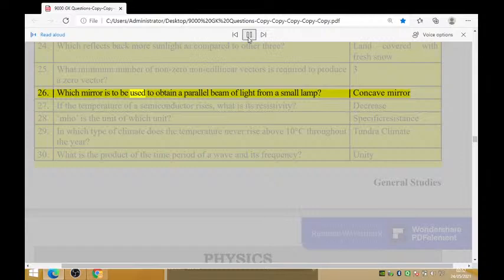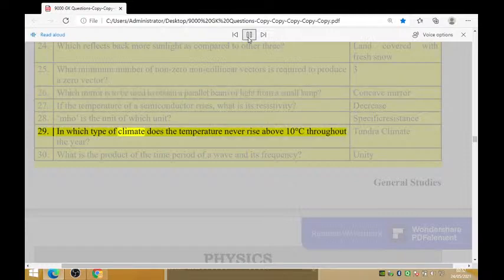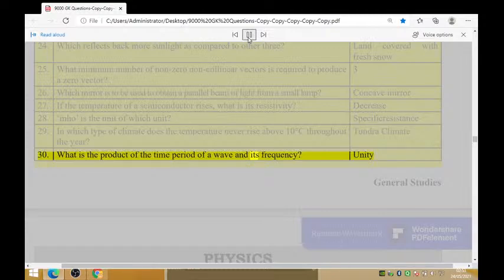28. Mho is the unit of which quantity? Specific resistance. 29. In which type of climate does the temperature never rise above 10 degrees Celsius throughout the year? Tundra climate. 30. What is the product of the time period of a wave and its frequency? Unity.